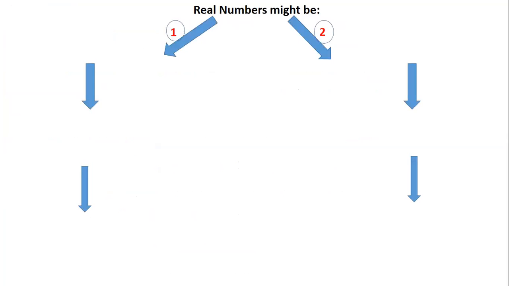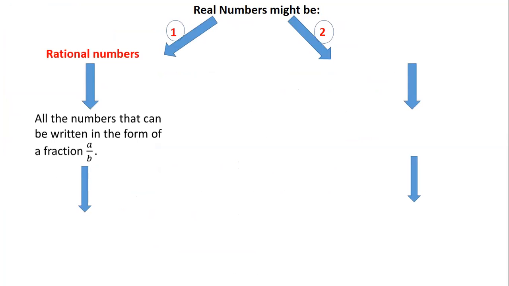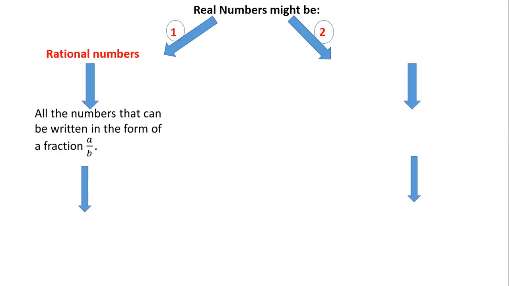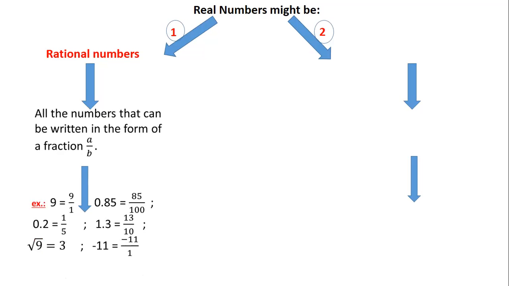Now, real numbers in mathematics might be rational numbers. Rational numbers are all the numbers that can be written in the form of a fraction a over b. So any number that can be written as a fraction a over b, we call it a rational number. Examples: 9, we can write it 9 over 1.